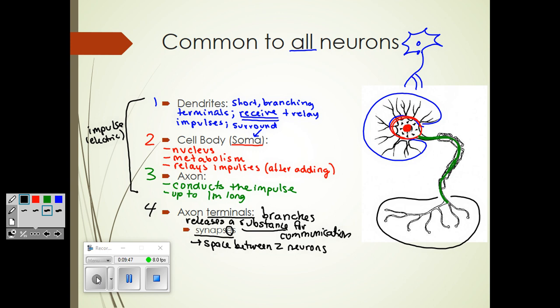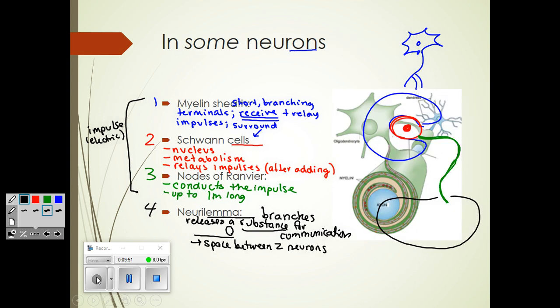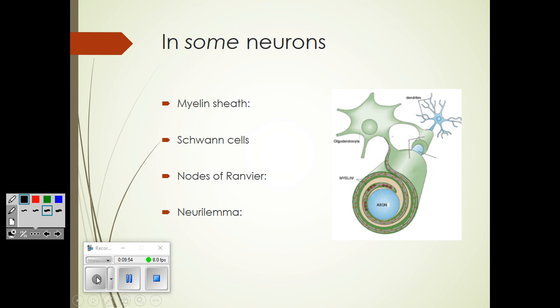Okay. So aside from those four, there are some other structures that only some neurons have. So you will not always find these structures. The first of these is the myelin sheath. Now the myelin sheath, we'll call this number 5, is this thing that looks like it's wrapping itself around.